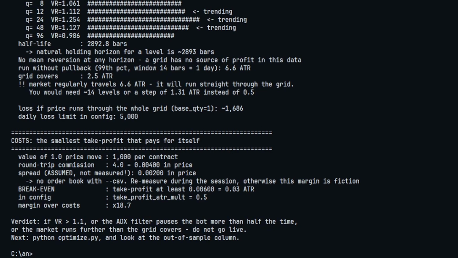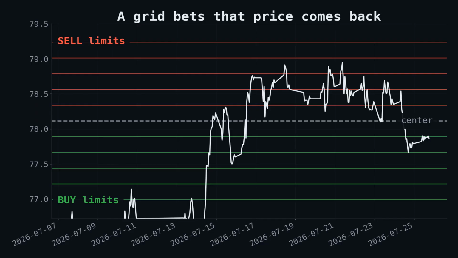The mechanic. You pick a center price. Below it, you place buy orders. Above it, sell orders, spaced evenly. Every time price crosses a level, you fill and you set a take profit one step away. Price wanders up and down, you harvest small profits over and over.